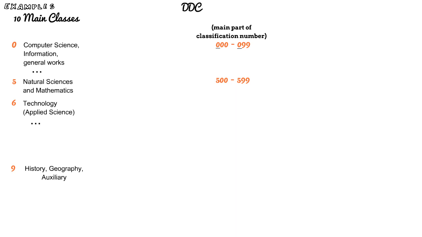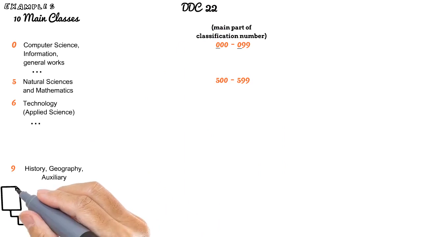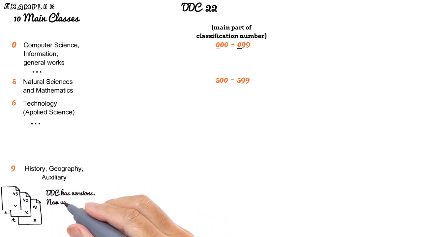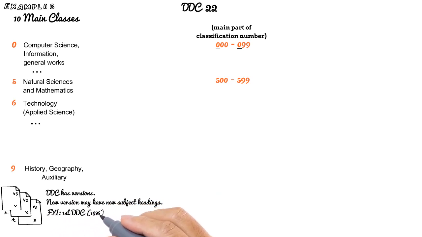I used an abbreviation, for example, DDC22. DDC is a versioned document. Each year, new subject headings can be added and classification numbering can be updated or changed. By the way, the first edition of DDC was published in 1876. It had just 2 pages. After more than 20 editions, it became huge and covers a lot of topics.